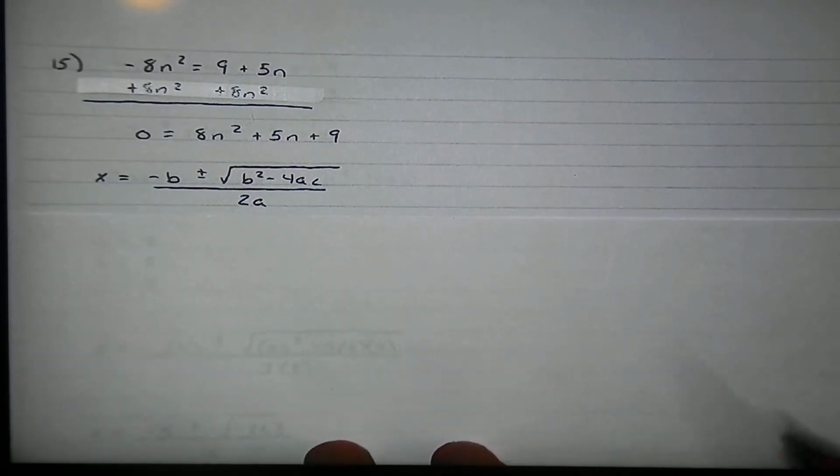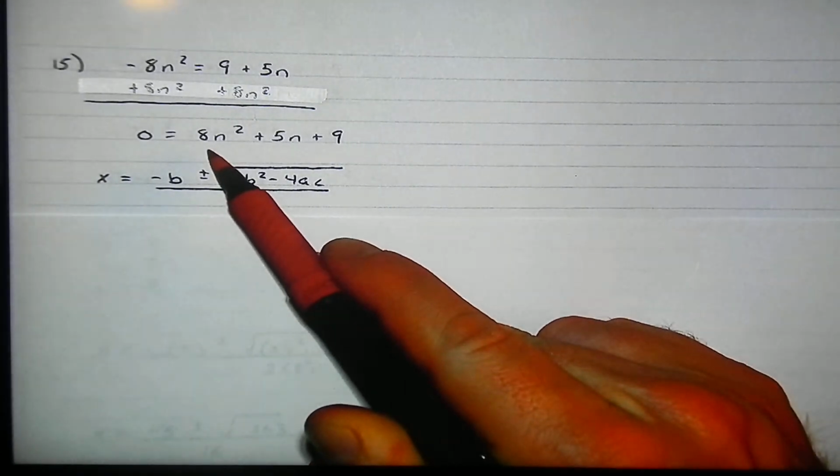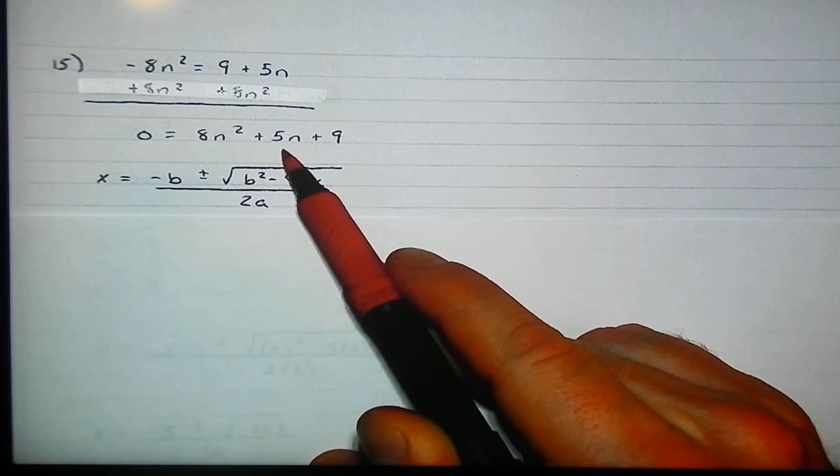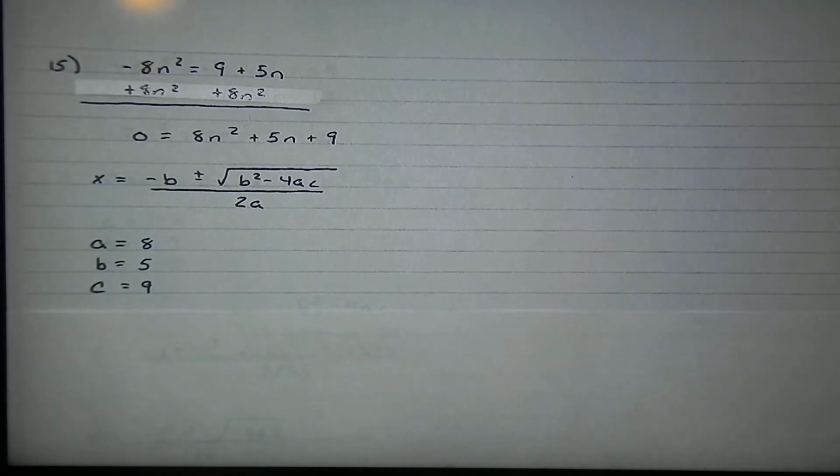Since I was told to use the quadratic formula, I look at my reference sheet and write out the quadratic formula. The a, b, and c values stem from the equation. 8 will be my value for a, 5 will be my value for b, 9 will be my value for c. It never hurts to write those out.